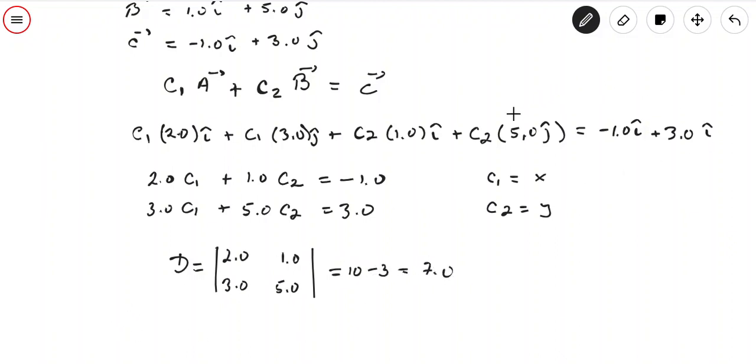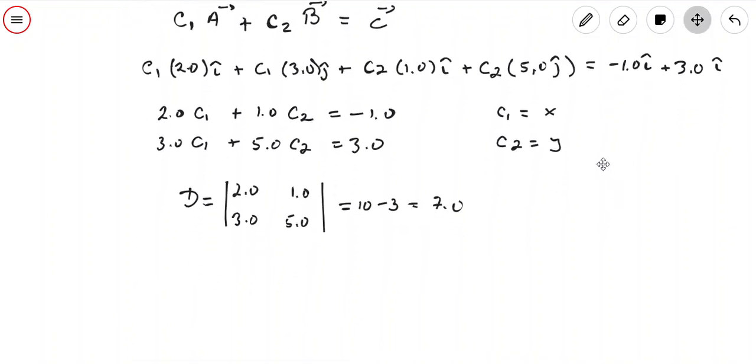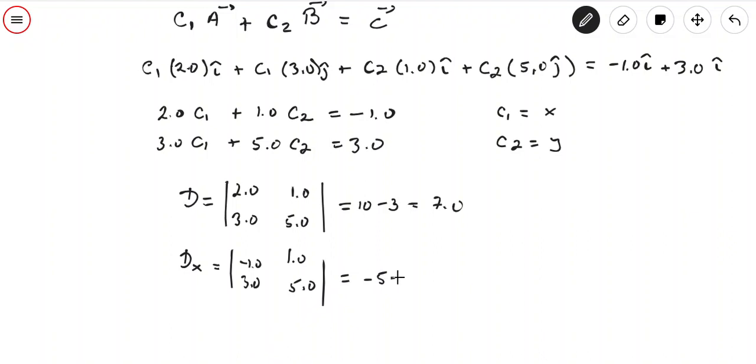I will find now the x. So I use Cramer's rule. So to find the x, I replace the C1 column by these values I have on the right side. So negative 1.0 and 3.0, and then 1.0 here and 5.0 here. So when I calculate the determinant, I have negative 5 minus 3, so this would be negative 8.0.